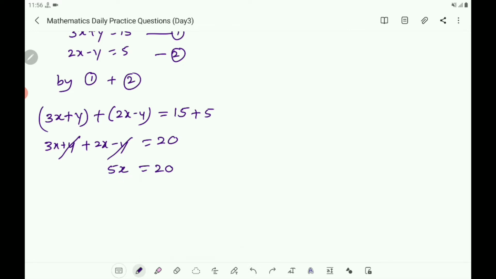What you have to do here is transfer 5 to the RHS. That becomes x equals 20 by 5. 5 ones are 5, 5 fours are 20. You got x equals 4.